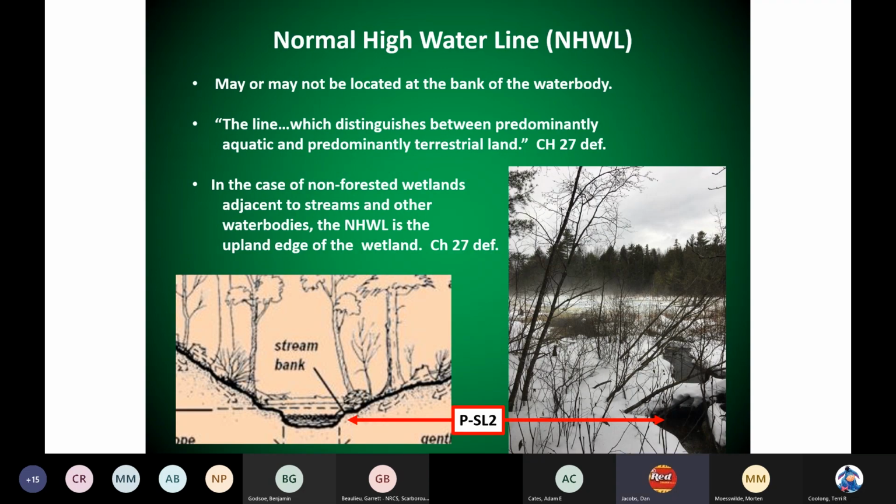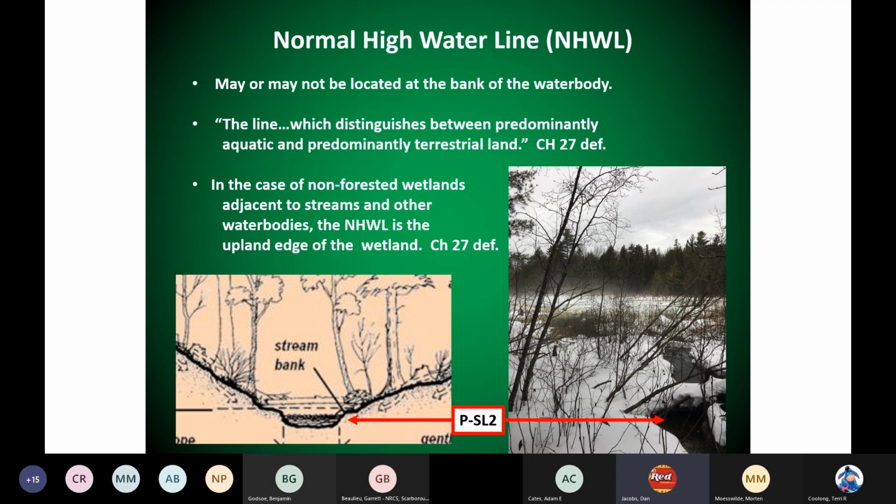So I'll talk briefly about the normal high water line. The normal high water line may or may not be located at the actual bank of the water body. And this may be new to some, but we've been talking about this for many years. And this has been a definition in place for a long time. So it should not be new to the forestry community. But for other folks, it may be a little bit newer.